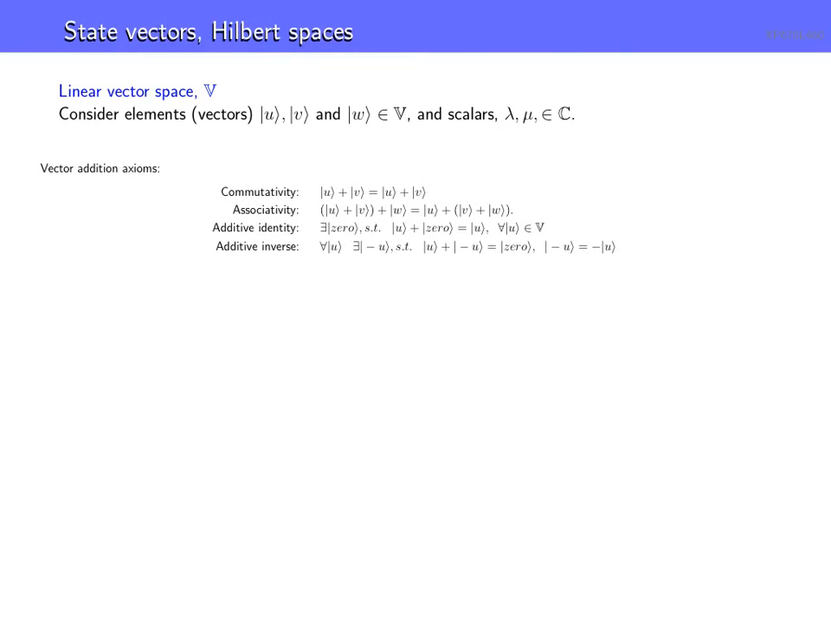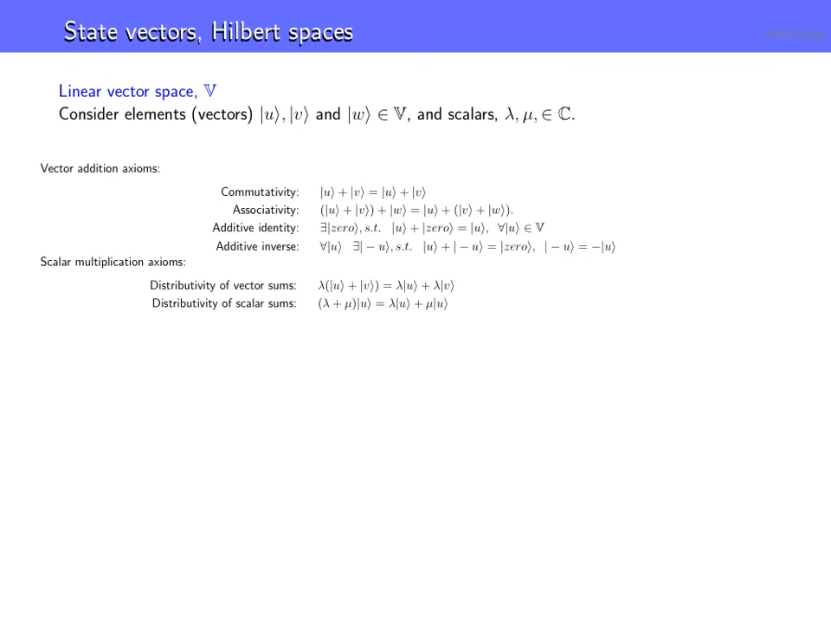There's an additive inverse: for any vector u, there's going to be a minus u, where we can take the minus sign outside. When we add those two vectors, it's zero. Just think back to your ordinary physics. If u is pointing in one direction, minus u is pointing in the opposite direction, so they add up to zero. We also have scalar multiplication axioms.